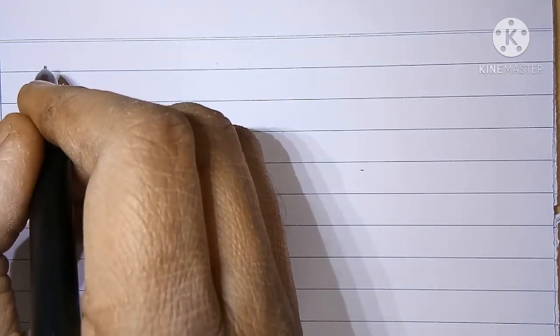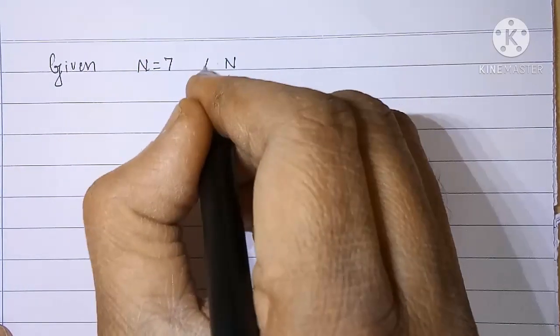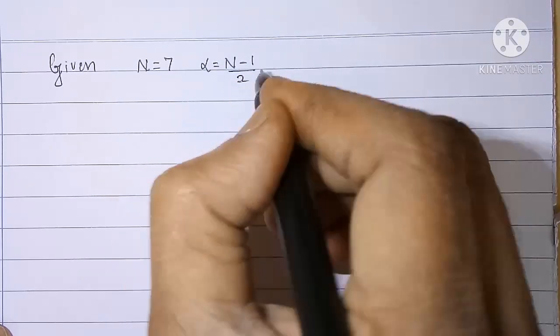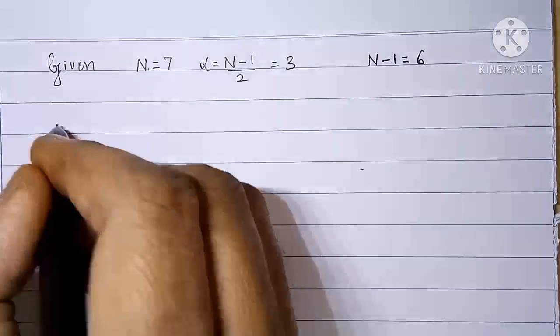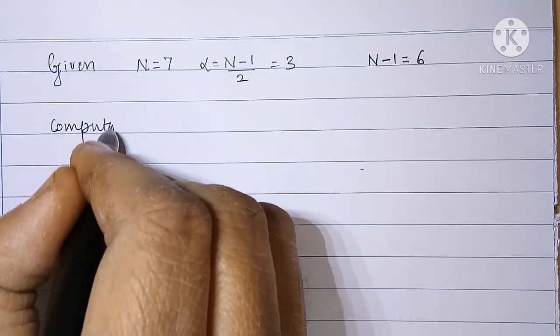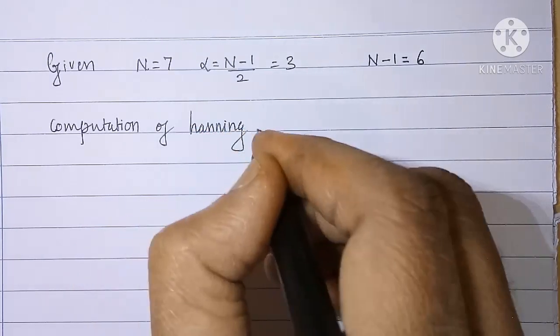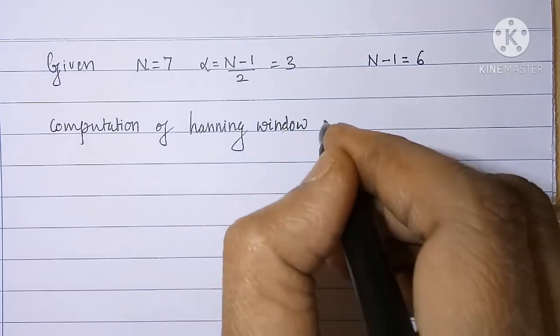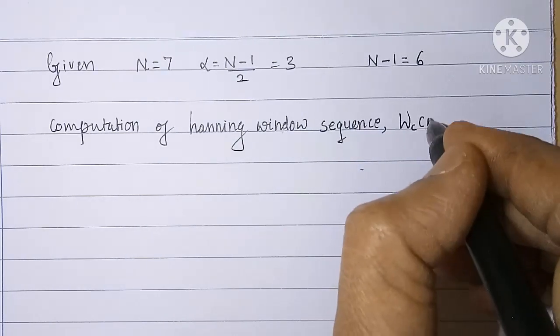Next we will compute the Hanning window sequence for n equal to 7. Given n equal to 7, alpha equal to n minus 1 by 2, that is equal to 3, and n minus 1 is equal to 6. So write computation of Hanning window sequence, WC of n.